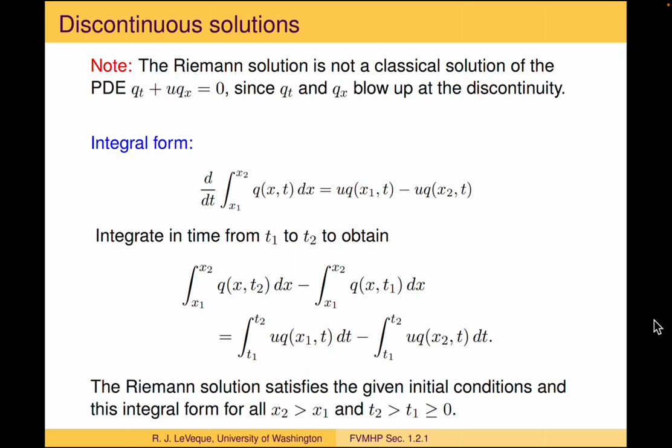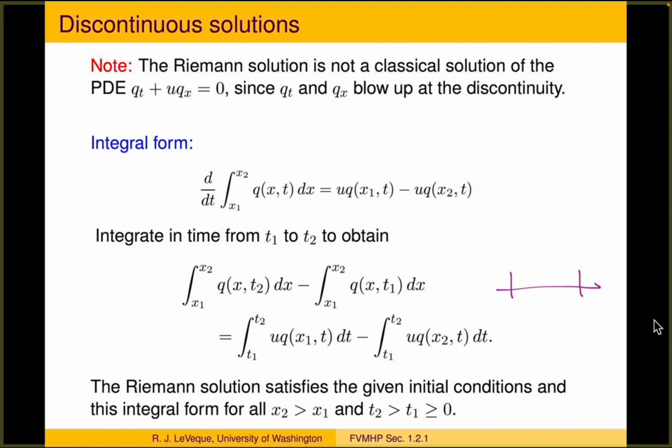And also when we look at finite volume methods, this is exactly the formulation that we'll use, because we'll think of x1 and x2 as representing the endpoints of some finite volume cell, and we'll go from some initial time up to some later time t2, and we'll be looking at how the integral of Q changes from one time to the next based on the integral of the fluxes in time along the two edges of that interval.